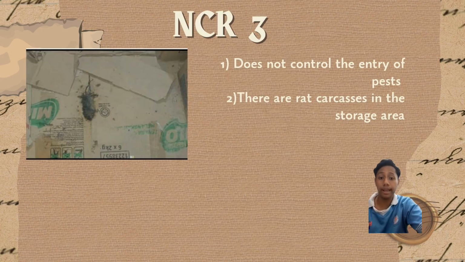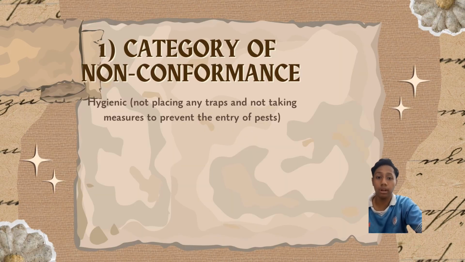So next we go through NCR number 3. So you can see the picture. There is a rat carcass in the storage area. So the NCR that I found in this picture is, number 1, it does not control the entry of pests. Number 2, there is a rat carcass in the storage area. So the category of this non-conformance is hygiene. So the company does not place any traps and is not taking measures to prevent the entry of pests.